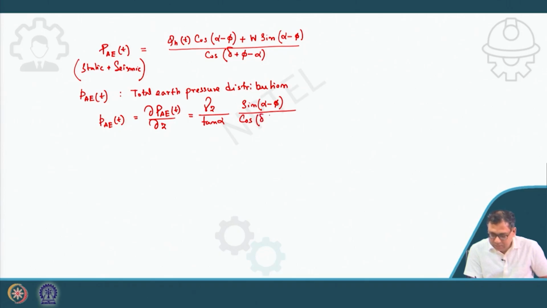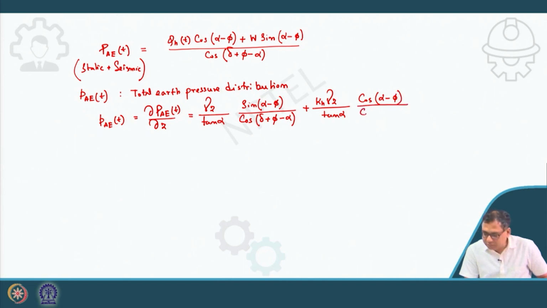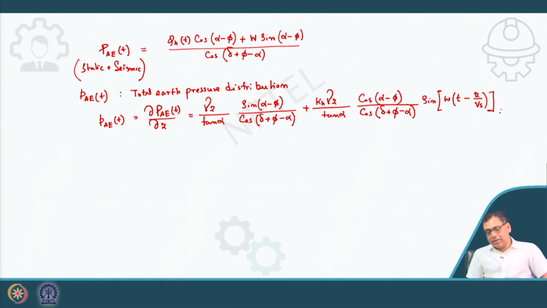cos delta plus phi minus alpha plus kh gamma z, kh, what is kh I have already discussed, divided by tan alpha, then cos alpha minus phi divided by cos delta plus phi minus alpha into sin omega t minus z by Vs. So, these are the two equations. By the first equation you will get the total force, and the second equation, if you differentiate it with respect to z, we will get the earth pressure distribution.